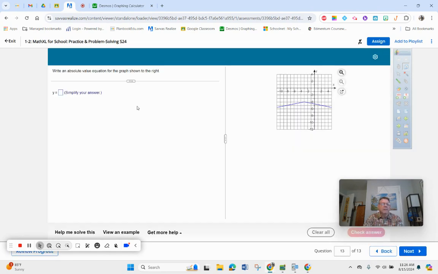Here it is. Okay, write the absolute value equation shown to the right. Okay, so this is exactly like we did a while ago with those two parabolas. But this time they didn't give us the ordered pairs. And we're going to be able to do something a little quicker because it's an absolute value. We're not going to have to go through as many steps. But we are going to write this equation out.